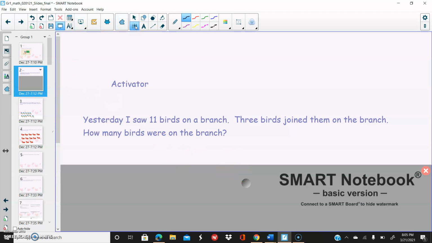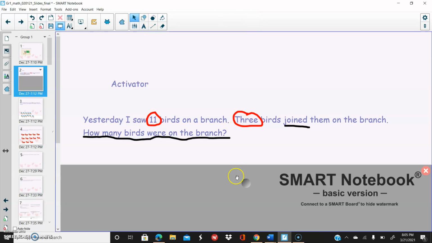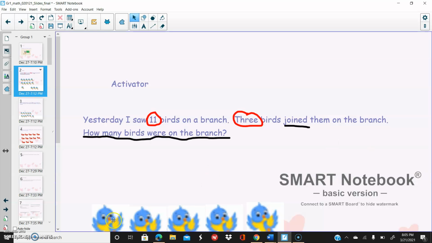Now I'm going to go ahead and underline the word joined so I know that I'm adding. And the question, how many birds were on the branch? Then I'm going to go ahead and circle the main numbers in the problem. Next, I'm going to draw my birds. Let's begin. How many birds are on the branch?